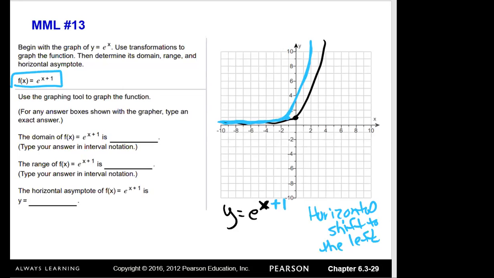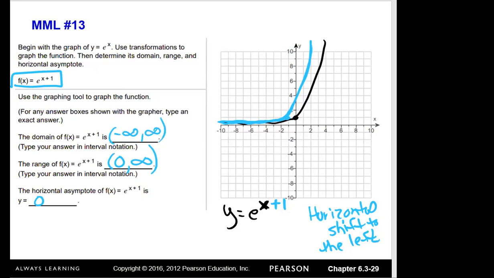All right. The domain is still negative infinity to positive infinity. The range, again, this just went left or right. The horizontal asymptote didn't change, so it doesn't drop below zero. So it starts at zero, but doesn't include it, and then goes up. And the horizontal asymptote is y equals zero. And that takes care of the graphing portion.